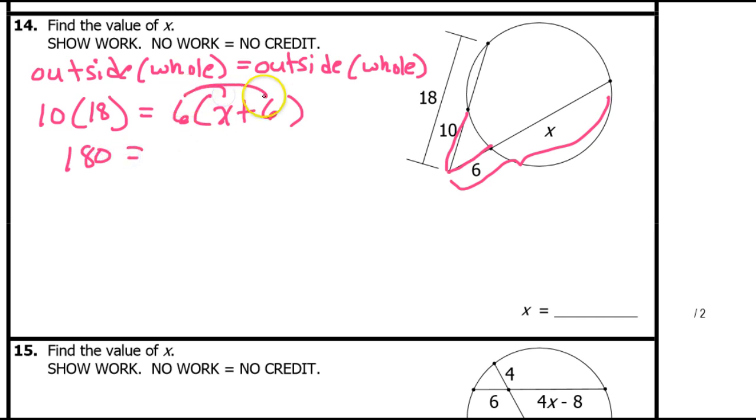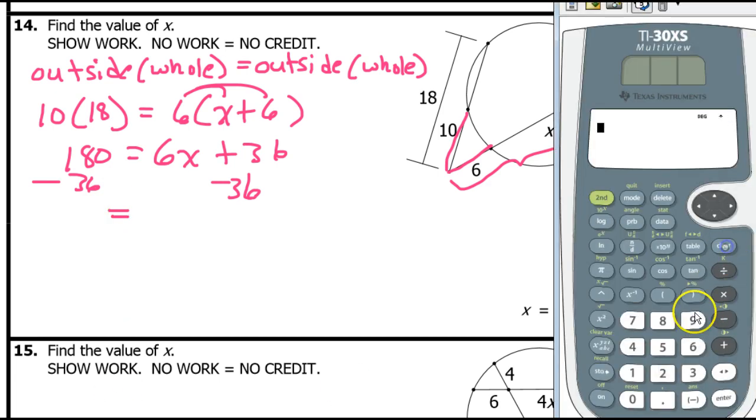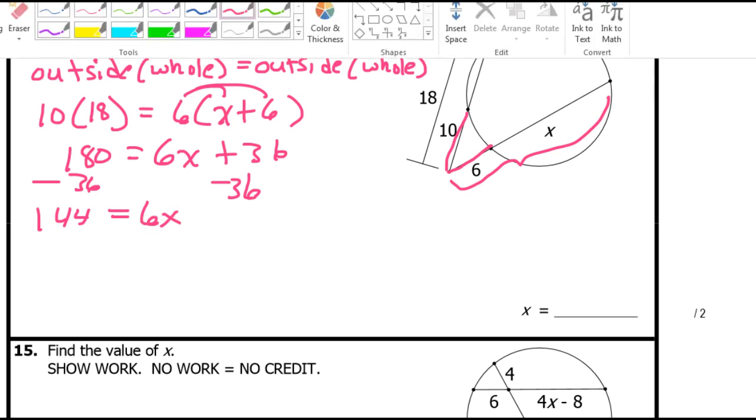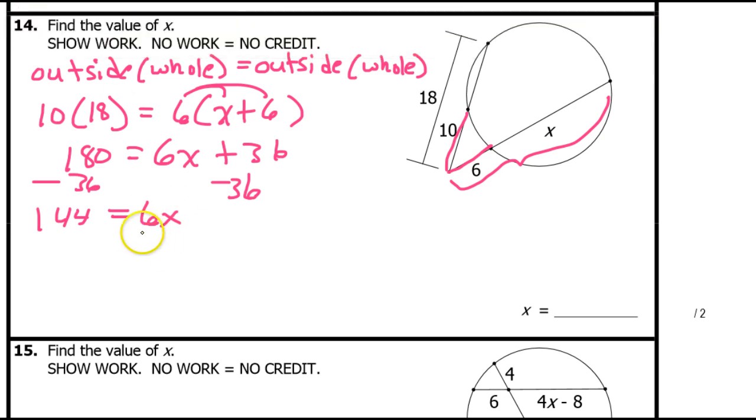And then here you have to do some distributive property, so that'll be 6x plus 36. Then probably best to subtract 36 from both sides. So now you've got 180 minus 36, so that's 144 is equal to 6x. And then what you do is you divide both sides by 6.